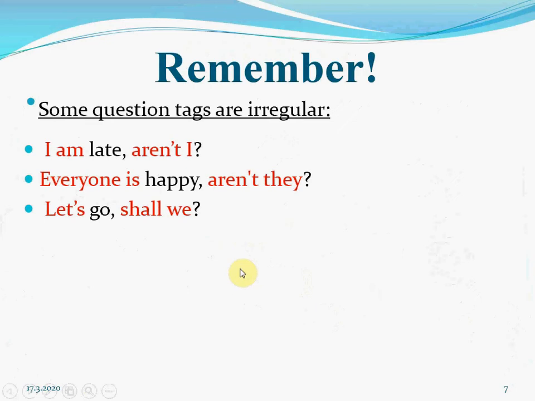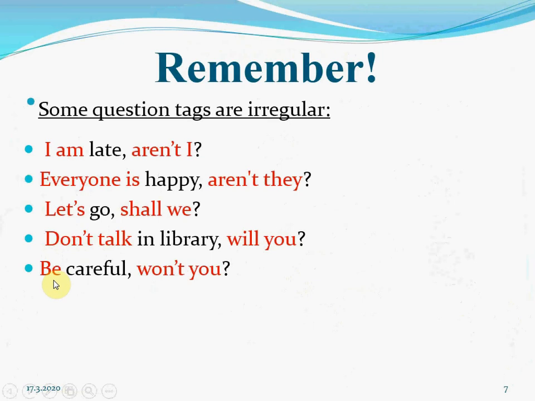Let's go. So the question tag, whenever you have let's go, let's walk, let's join the club or whatever, let's should be shall we. So let's, shall we. Don't talk in the library. Don't talk, any order with don't, okay? Don't talk, don't play, don't plus any verb after it, okay? You are going to use will you. But if it's an order or imperative form, like be careful, stand up, sit down, watch out, you're going to use won't you. The question tag should be won't you.